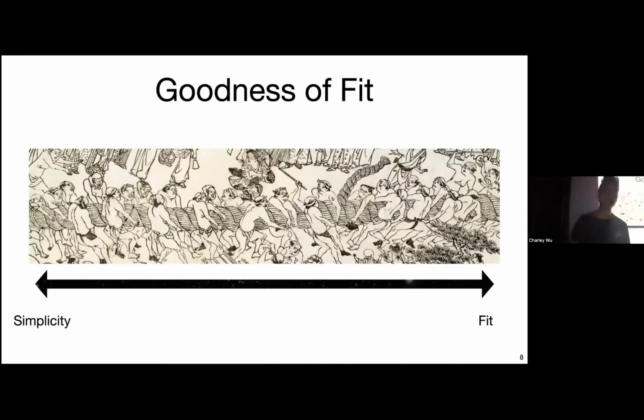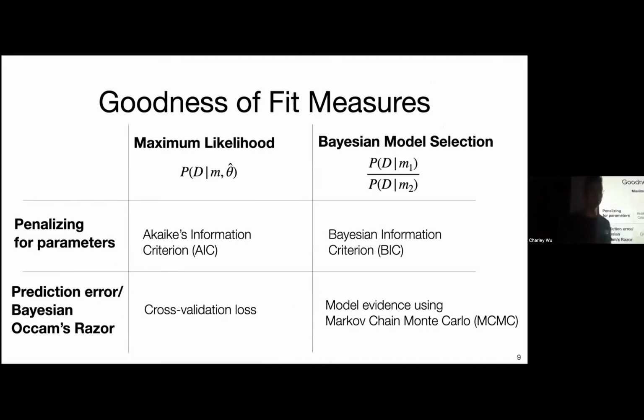This is one of the key ideas behind capturing the goodness of fit of a model. We want to find the balance in this tug of war between being as simple as possible, yet still capturing the patterns of the data. In this talk today, we'll talk about two different theoretical approaches to goodness of fit. One is based on maximum likelihood, which is one of the simpler approaches. This is capturing a single point estimate, a single set of parameters in the space of possible parameters, that captures the data the best.